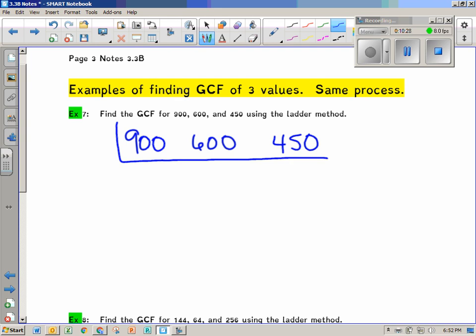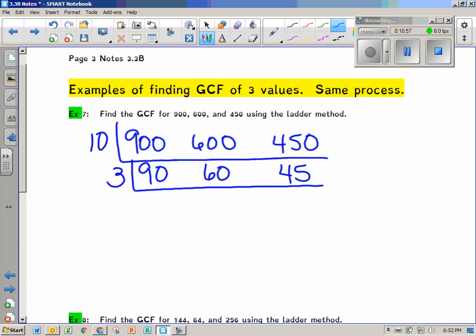Well, it starts with all numbers that end in 0, so I think I'll factor out a 10. So I get 90. 10 into 600 would be 60. 10 into 450 would be 45. Take another rung on your ladder. Each one of these is divisible by 5, or you might factor out a 3. I think I'll do 3. It's a little easier division. 3 into 90, 30. 3 into 60, 20. 3 into 45 is 15.